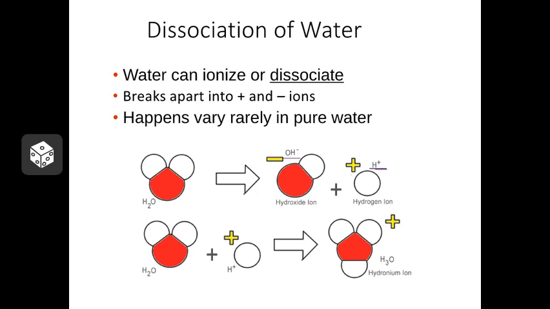Now there's another weird reaction that can result from this. Sometimes those hydrogen ions that are produced will join up with other water molecules and form this weird H3O thing called hydronium, and that happens occasionally too. For our purposes, we're going to focus on this top reaction up here.